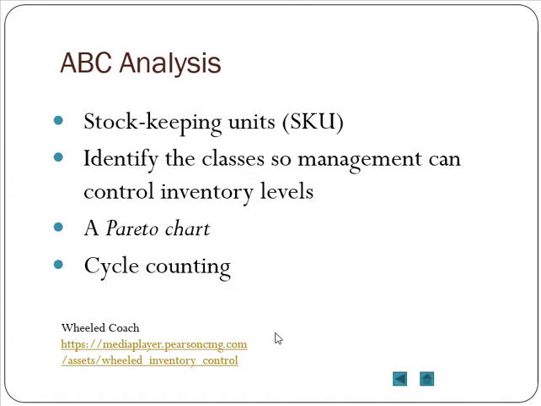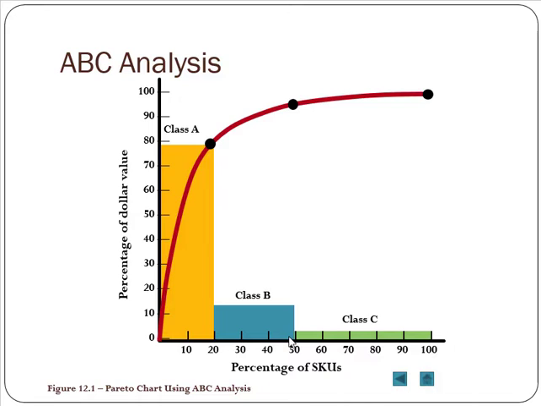So here is how we categorize inventory items into ABC class. On the horizontal axis, we show the quantity, and on the vertical axis, we show the value. So we categorize them into A, B, and C. For A items, you can see their value is very high, accounting for almost 80% of the total inventory value. But their quantity is small, only 20% of the total quantity.